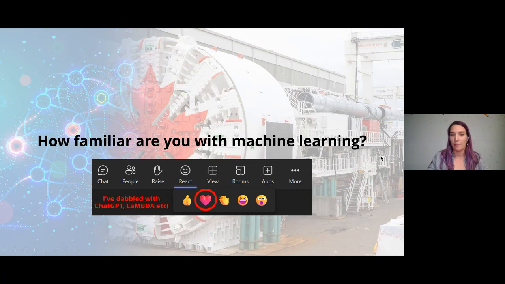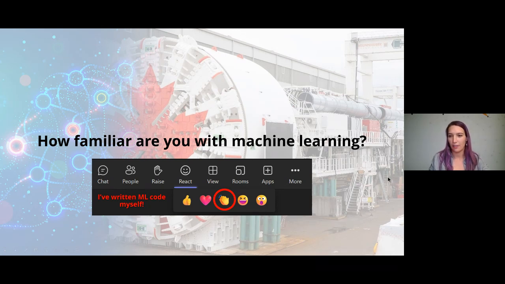And if you have dabbled with things like ChatGPT or LaMDA or any of those natural language processing programs that have been on the scene and are really popular these days, give it a heart. Great. And finally, if you've written any ML code yourself in whatever language of your preference, give some applause. You should be patting yourselves on the back. So yeah, if you could go ahead and do that. Okay, great. Looks like we have a good mix today.